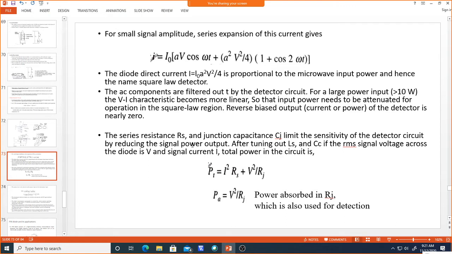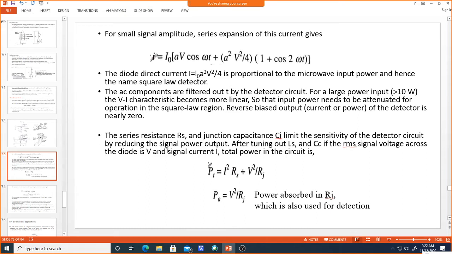The series resistance Rs and junction capacitance Cj limit the sensitivity of the detector circuit. This plays an important role in detecting the microwave signal, because these are very sensitive to variations in the input. So this junction capacitance and resistance we need to take care of.